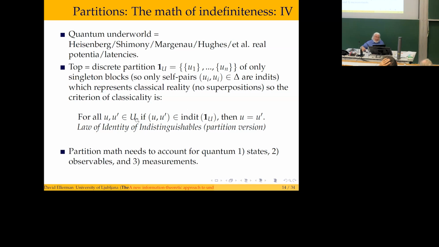Now, remember, my thesis is that the mathematics of quantum mechanics in Hilbert space is really the Hilbert space version of the mathematics of partitions. So we're going to start out with the three mathematical tools in quantum mechanics: quantum states, quantum observables, and quantum measurements, and show that they all come from the Hilbert space version of partition math.